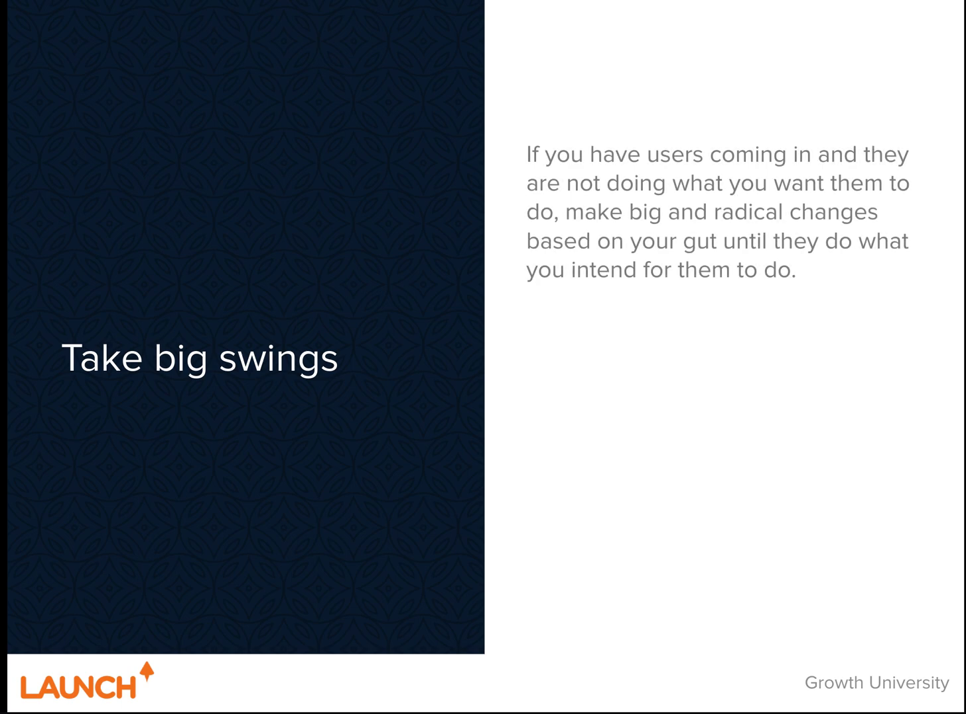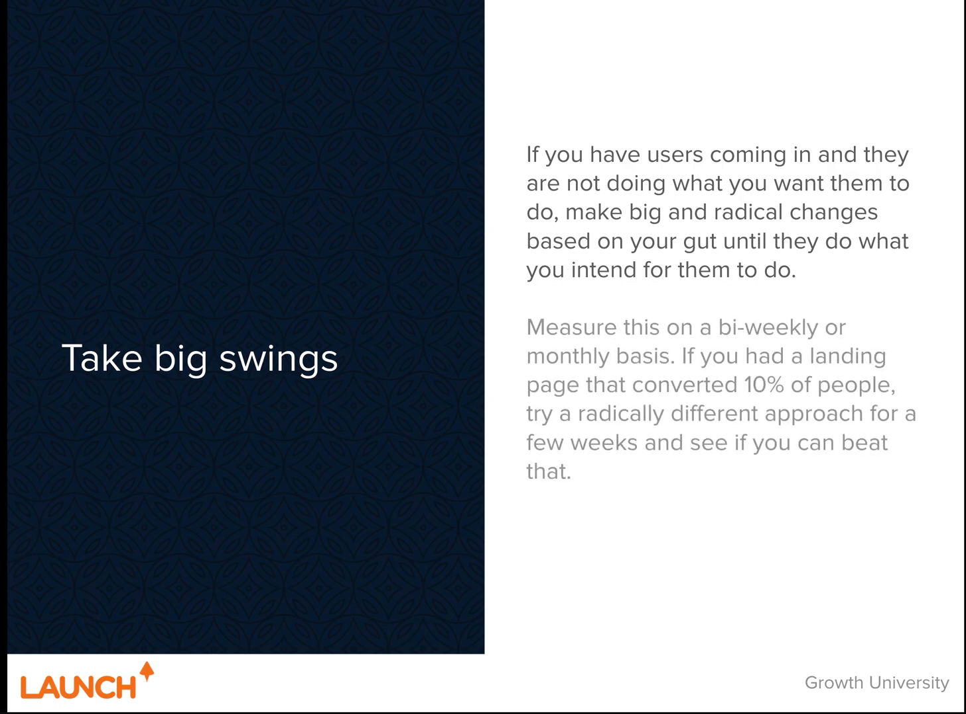The first one is taking big swings. So if you have users coming in and they're not doing what you want them to do, make big radical changes to your product or to your onboarding or to your landing page based on your gut feel until those users do what you intend for them to do. And you'll want to measure these types of big swing changes on a bi-weekly or on a monthly basis.